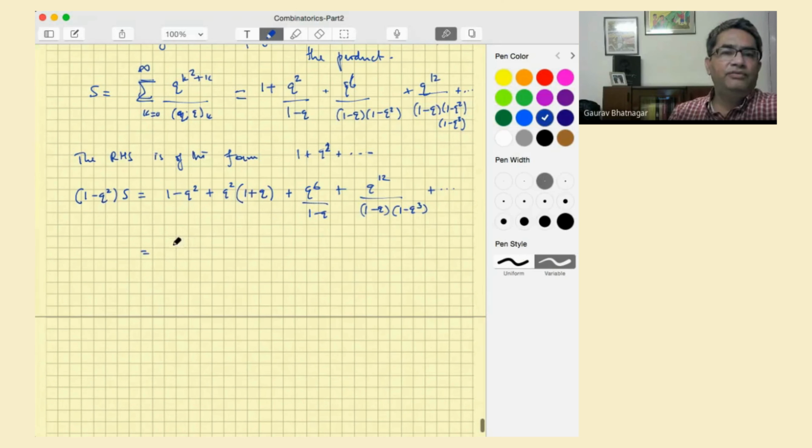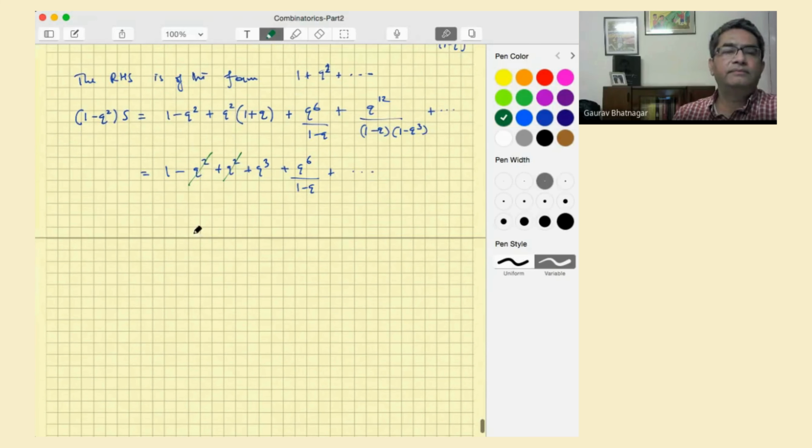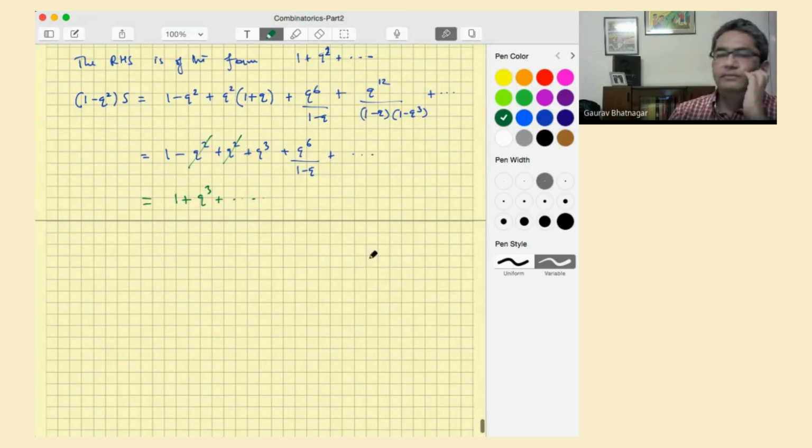So the first few terms, I just have 1 minus q square plus q square plus q cubed plus q raised to 6 over 1 minus q plus so on. So this gets cancelled. And this is of the form 1 plus q cubed plus q to the 12. Is that fine?